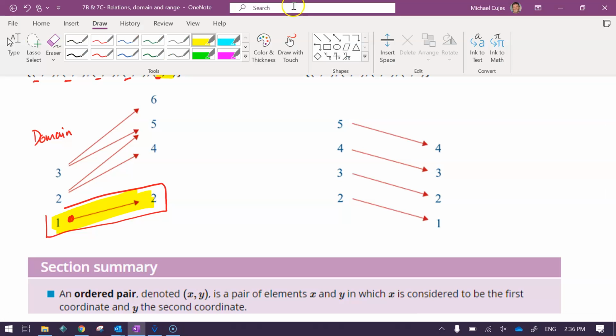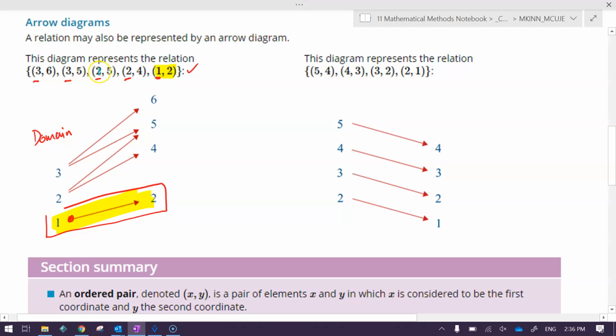Let's look at what about if 2 was the first element in my domain? 2 can map onto either the number 5 or the number 4. What does that look like in an arrow diagram? 2 going to 5 or 2 going to 4. Can you see the other two, 3, 6 and 3, 5, how they would follow the same thing? The arrow just tells you where to start and where to finish up.